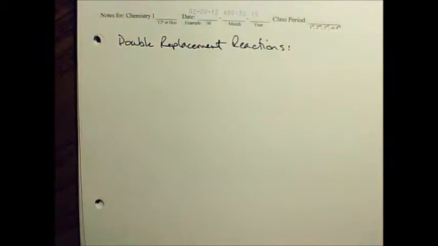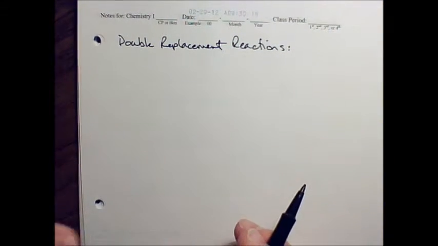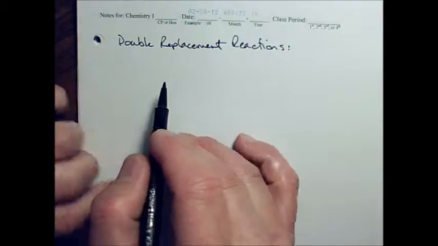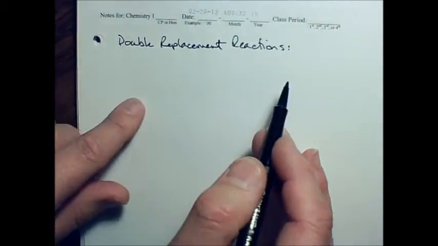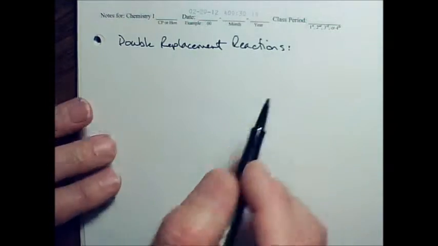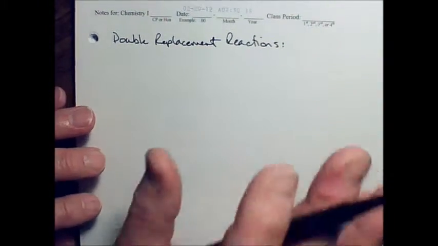All right, so we said yesterday that double replacement reactions are double replacement reactions when the two parts of two chemicals switch around. Okay, and I gave you some examples.